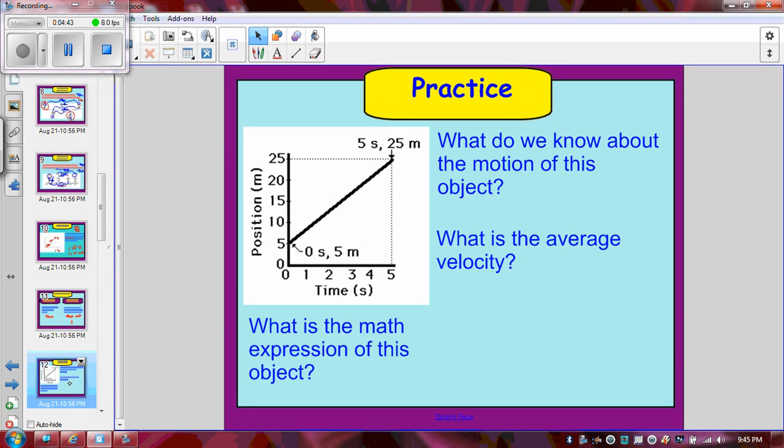Alright, so let's go ahead and look at an example now, kind of throwing everything together. Notice that I've put in a position versus time graph, and I've got a line graphed. Right away, I noticed something. I noticed that the movement of this object is linear. And remember, a linear line indicates constant velocity because the change in position is the same per unit of time. So first of all, what do we know about this object? So the first thing I know is that it's moving at a constant velocity.